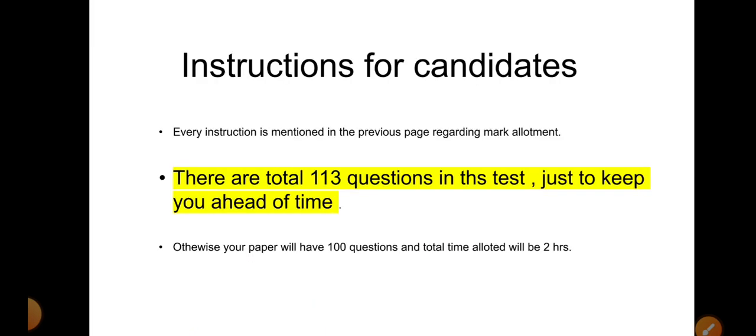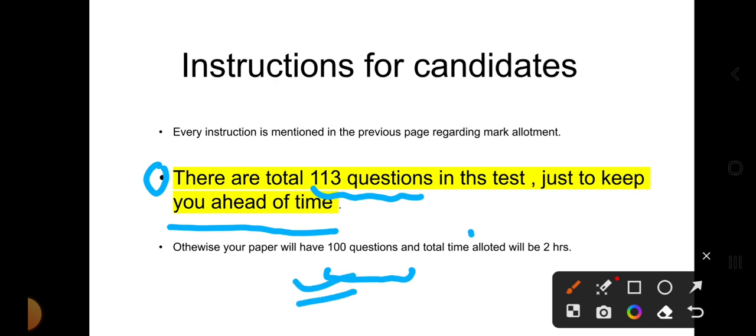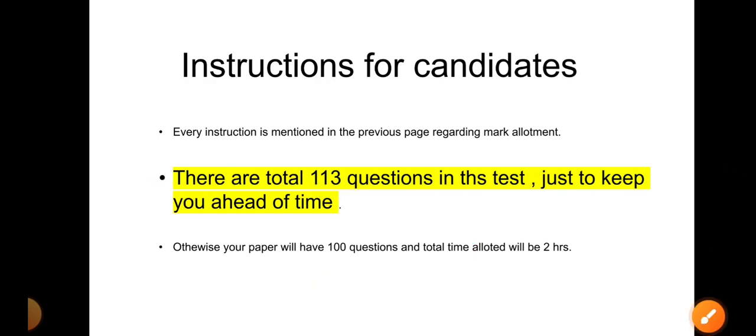What are the instructions? Everything has been written on the preceding page, but the only thing is there are total 113 questions in this test, just to keep you ahead of time. Otherwise, how many questions do you have in reality? That is 100 questions, and the time which is allotted is 2 hours. I'm trying to make you more competent by making you solve 113 questions instead of 100 questions, such that you at least have a virtual practice of solving those many questions.